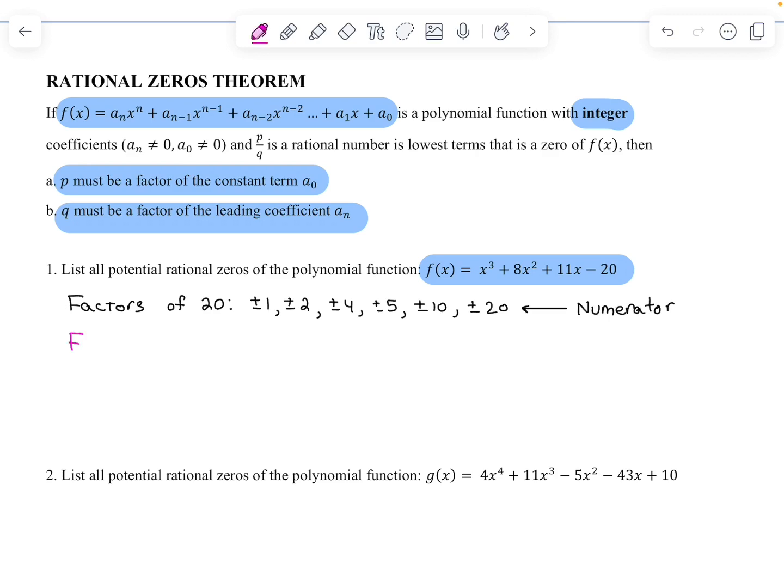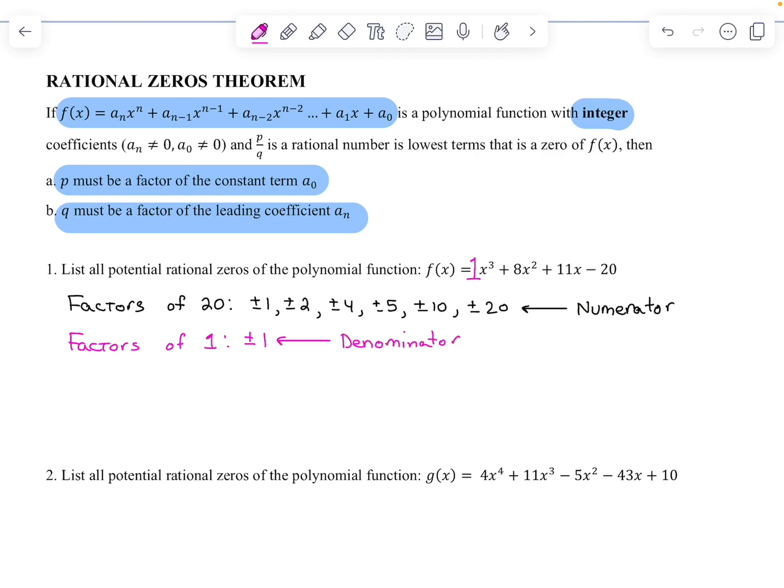Now I'm going to list all of the factors of 1. And I get that 1 from the coefficient of x cubed. The only two factors of 1 are plus or minus 1. And the plus or minus 1 will be in the denominator.